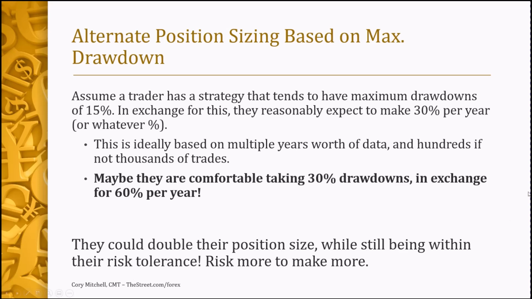So the point is, this trader has maximum drawdowns of 15% and he's making 30% a year, but he could actually double his position size if he's okay with the risk and make double the returns. So he could go from 15% drawdowns to 30% if he's more comfortable, simply by doubling his position size. And in doing so, he can potentially double his returns for the year. Right? If you were making 30% on X position size and you multiply X by 2, you should be able to double your returns. So we can risk more and make more.